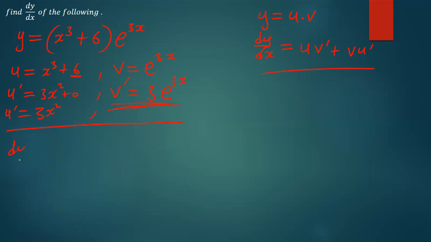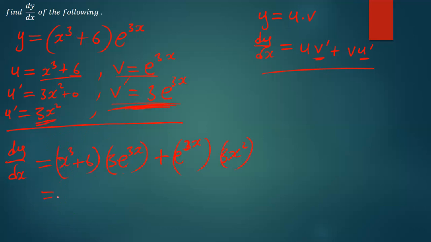So we're going to get our dy/dx as u. Which one is u? Our u is this one, so we say x to the power 3 plus 6. Then we're multiplying it with what? V prime. V prime is simply just 3e to the power 3x. And then it's a plus V. V is simply just e to the power 3x. And then u prime. U prime is simply just 3x to the power 2.